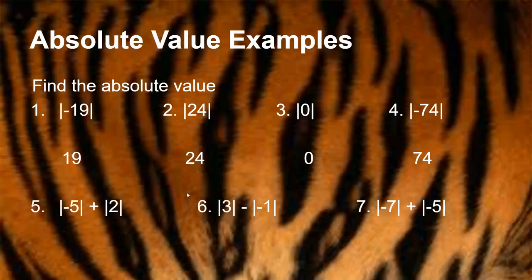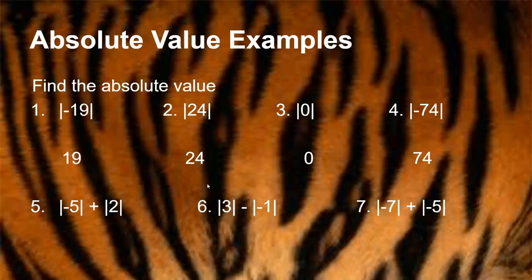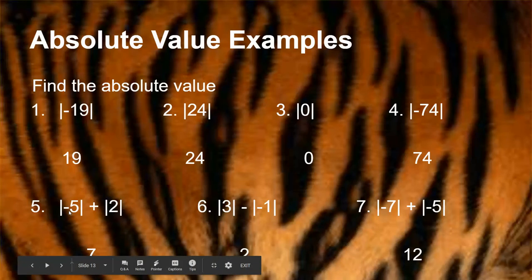What if you have to find the addition or subtraction of the absolute value of some numbers? Find the absolute value first, then find the answer. So on this one, absolute value of -5 is 5, plus the absolute value of 2 is 2, so 5 plus 2 is 7.